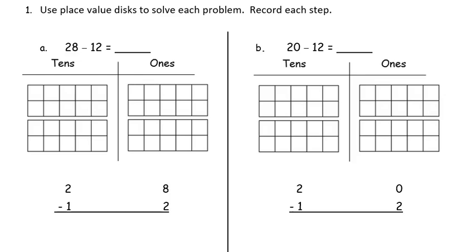Now when we did addition problems this way, we put both of our numbers, the numbers we were adding together, on the place value chart, but subtraction is a little bit different. For subtraction, we're just going to start with the first number, because that means I have 28 to start with. So I'm going to show that on my place value chart. 28 is made up of 2 10s and 8 1s.